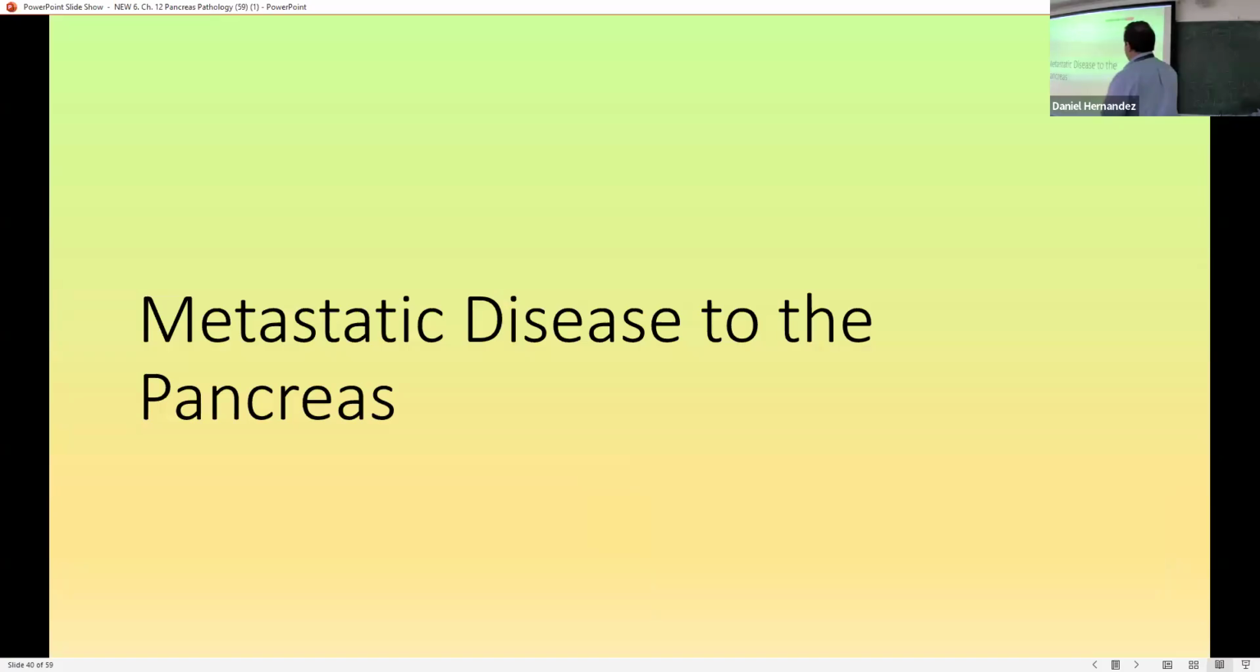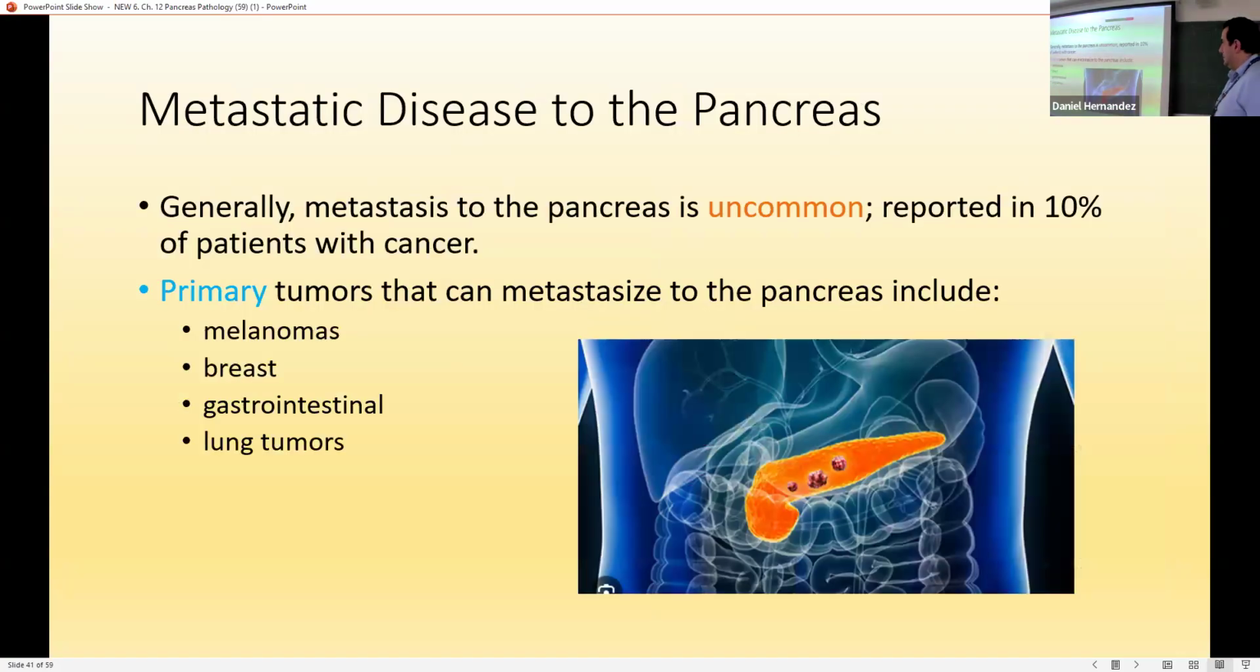So metastatic disease to the pancreas. This is lesions that have arisen from other places that are now impacting the pancreas, so cancers from other locations that are now seen in the pancreas. This is pretty uncommon. In general, metastases to the pancreas is very uncommon. If we do see metastases, some of the primary tumors are related to melanomas, so certain types of skin cancers. Breast cancer can metastasize to the pancreas, as well as certain GI and lung cancers.